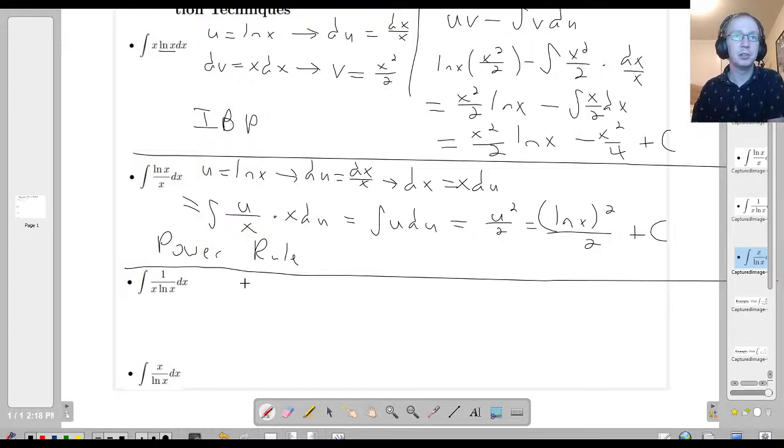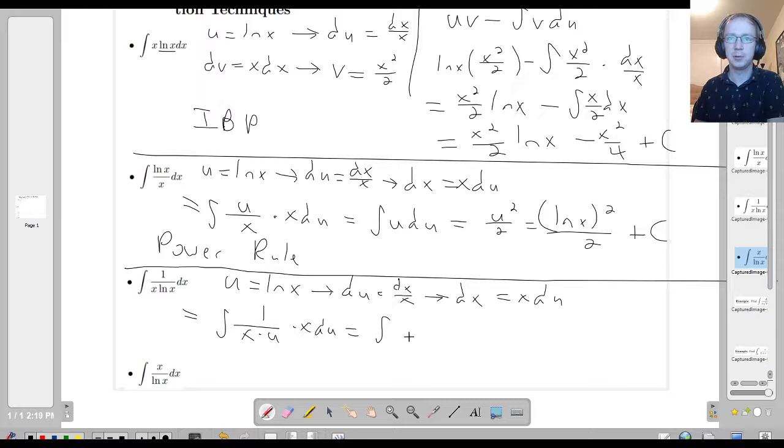This time we're going to let u equal ln x. All right, I don't know if it's going to work yet. I just want to try it and see what happens. That would mean that I've got du equals 1 over x dx, which means dx equals x du. So let's plug that in and see what happens. I now have the integral of 1 over x times u times x du.